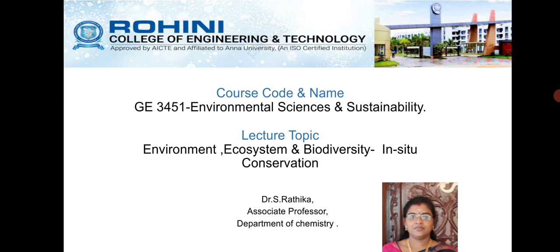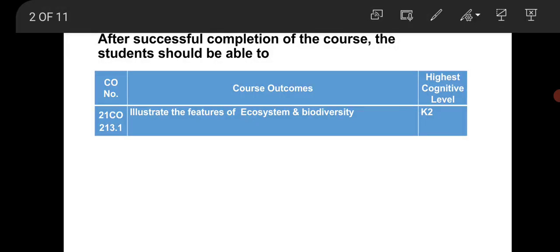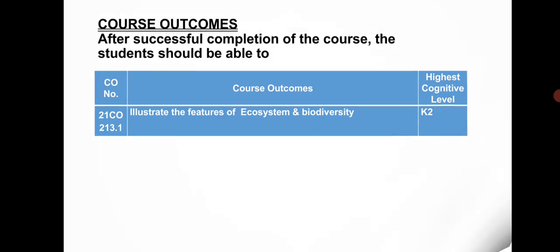In this video, we discuss the conservation of biodiversity. Particularly, we discuss the in situ conservation method. In this video lecture series, in the previous videos, we discussed what is meant by environment, what is ecosystem, what is biodiversity, and its important values. Let us see the conservation methods followed in India. After the completion of this course, the students will be able to understand the important features of ecosystem and biodiversity.